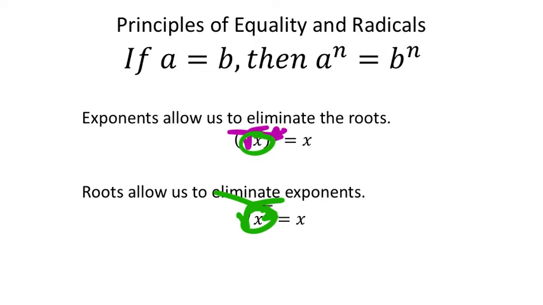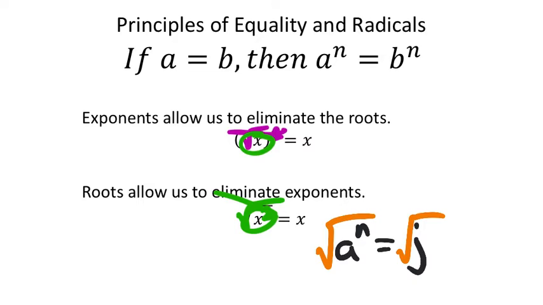Well, why is this important? Because if you had a to the power of n, it probably wouldn't look like that, right? Maybe you'd have, let's show a to the power of n equals something else, like j, okay? Well, what you can do is you can take the square root of both sides, and that's okay.